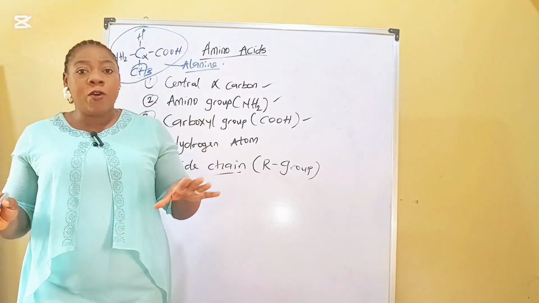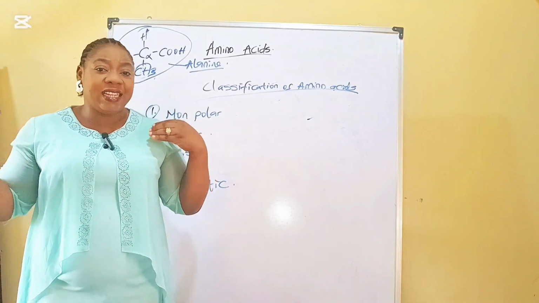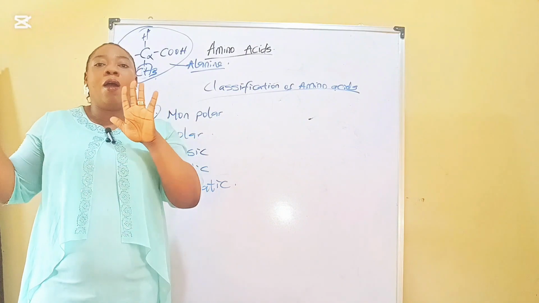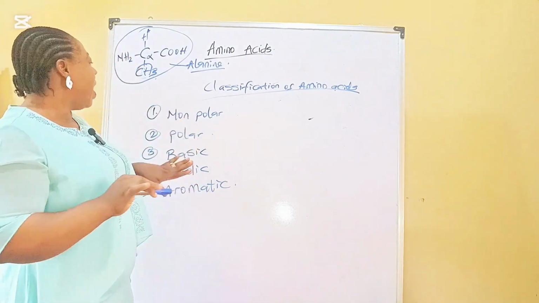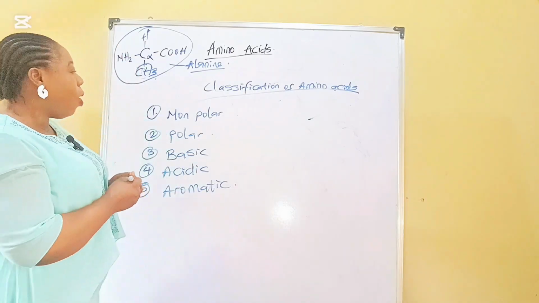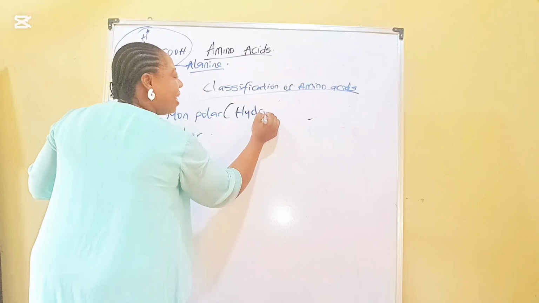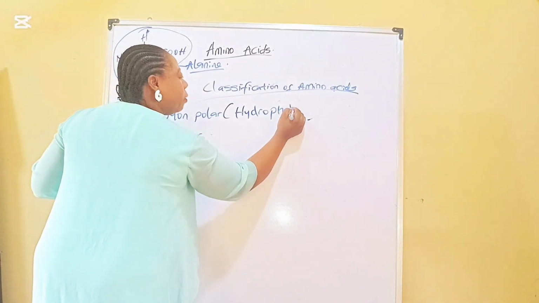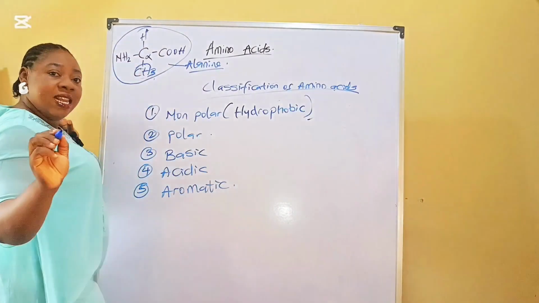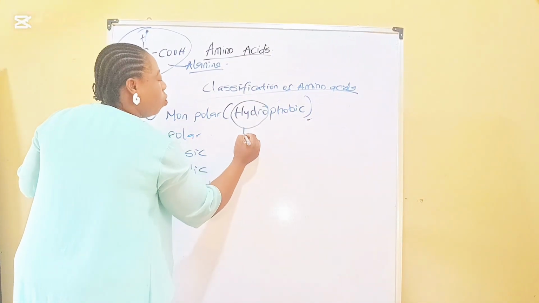Now, let's move on to the classification of these amino acids. Amino acids are basically classified into five groups. Number one, we have the non-polar amino acids. They can also be called hydrophobic. Hydrophobic, meaning that they hate water. As the name implies, hydro is also water.